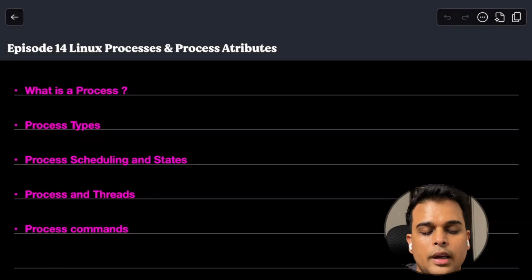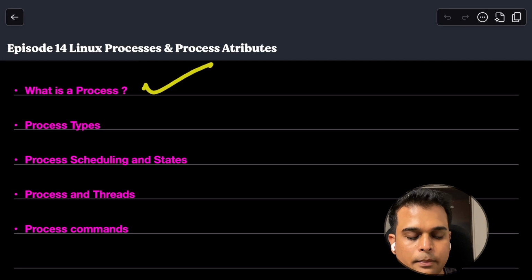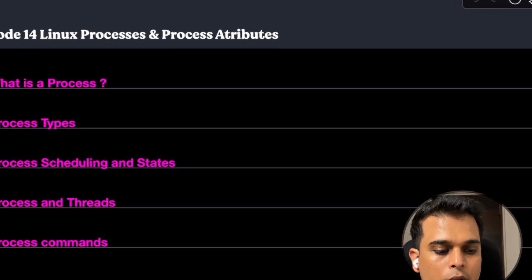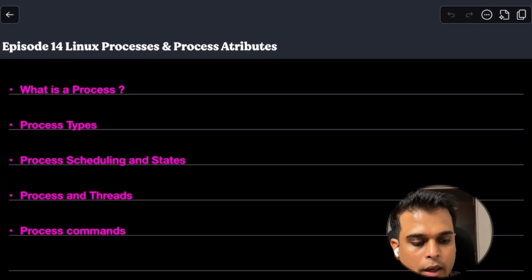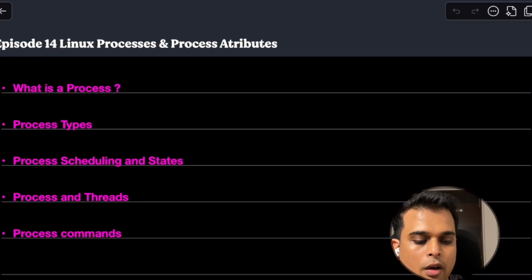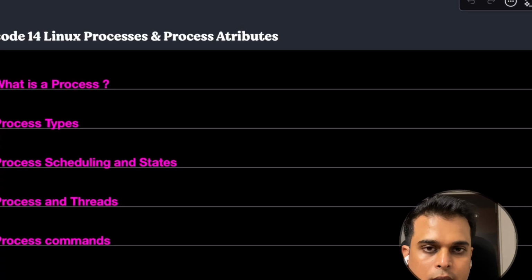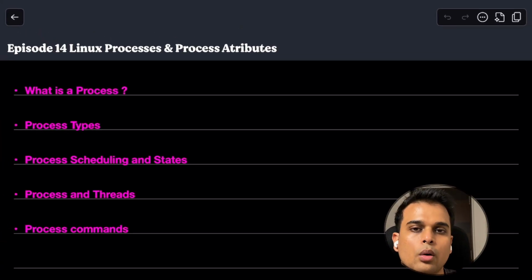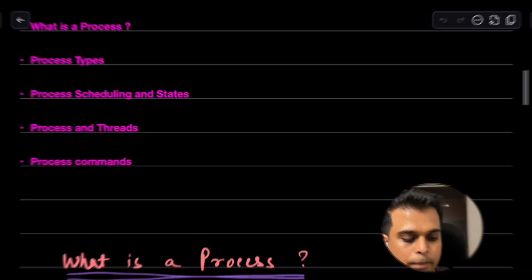So in this episode, we are going to cover what exactly is a process, what the different types of processes are, how process scheduling and the states work in Linux, what the difference is between a process and threads, followed by some of the commands in the CLI used with processes. So without any delay, let's jump into the topic.